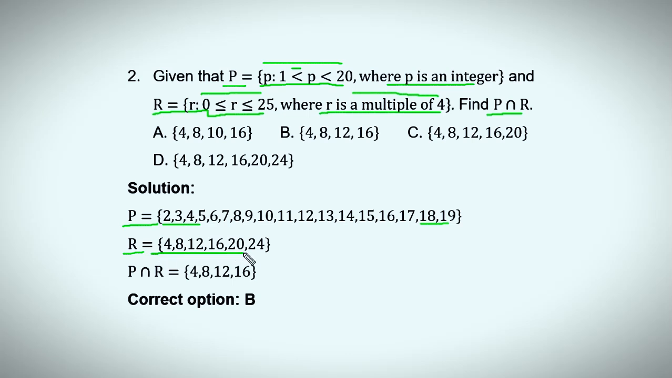That is set Q. Then P intersection Q is the set that is formed from the elements that are common to both sets. If you check the elements in the two sets carefully, 4 is common, 8 is common, 12 is common, and 16 is common. And that is option B. That is the correct option.